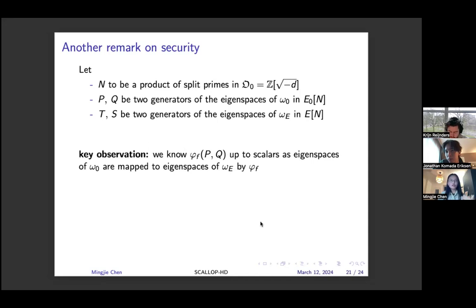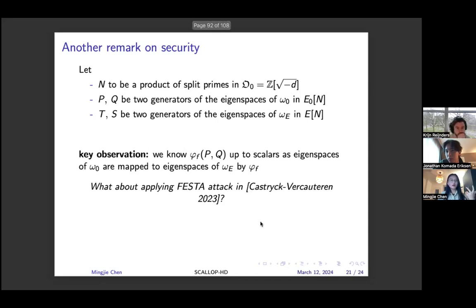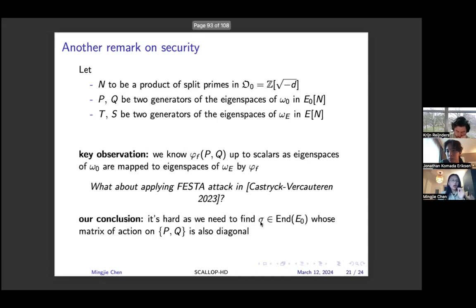So that quite much reminds us of the FASTA setting. So can we apply the FASTA attack in the Castryck-Vercauteren paper? Our conclusion in the paper is that this is hard because this requires us to find sigma in an endomorphism ring of E0 whose matrix of action on P, Q is also diagonal. We have some analysis there, so see our paper for more discussions if you are interested in this direction.